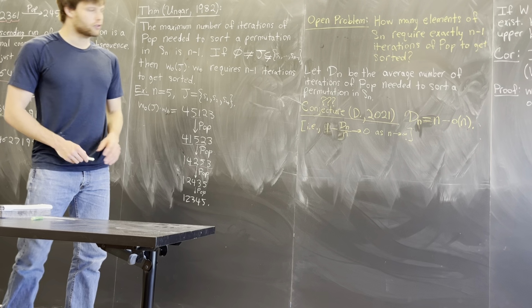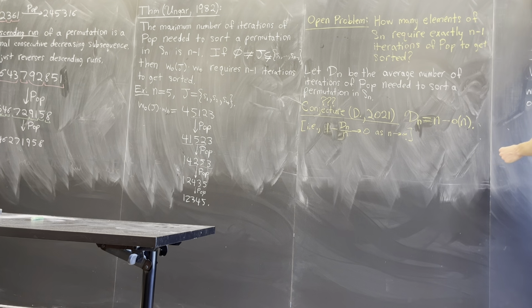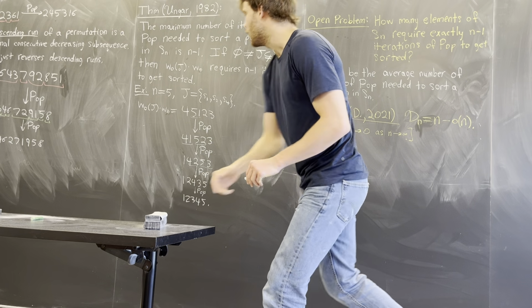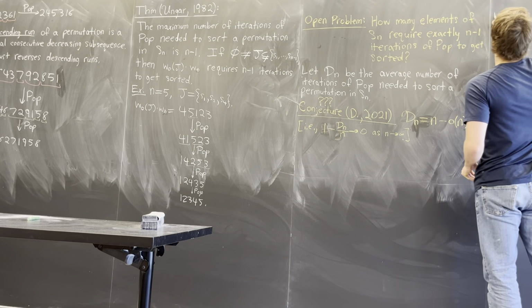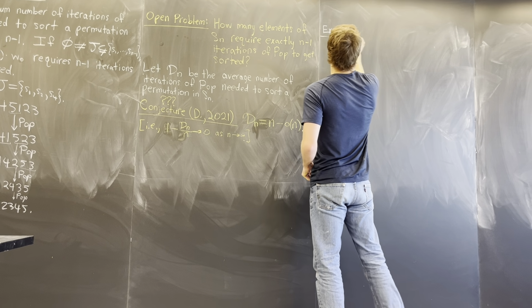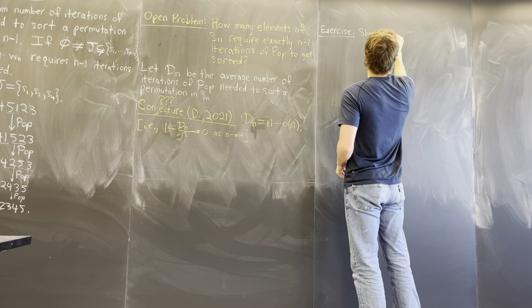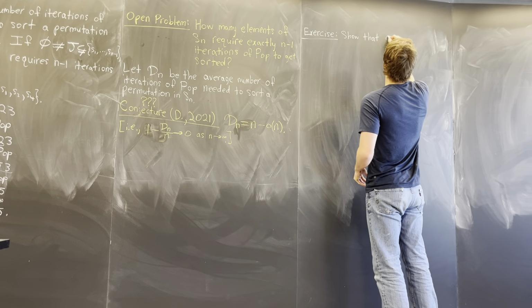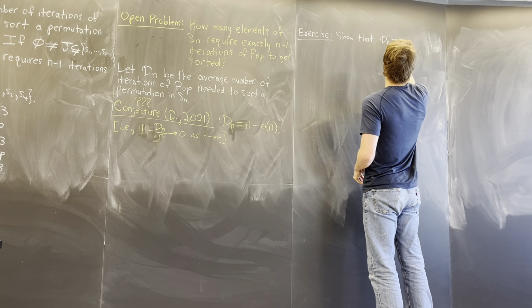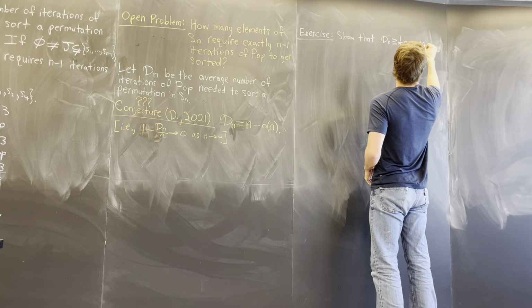So here's an exercise that I did put on the PSET, and this is an actual exercise that is not for extra credit. It's for normal credit. Show that d_n is at least 1/2 n minus little o of n.